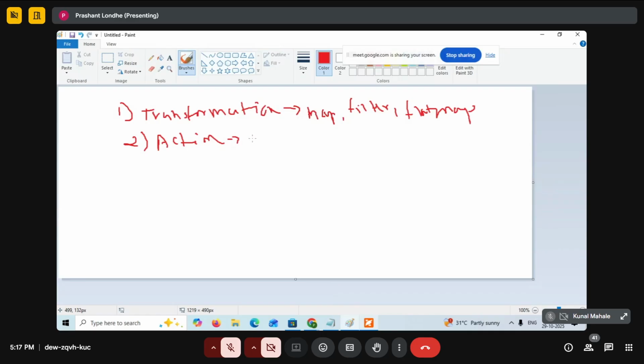And the action has methods like count, collect, etc. Count is going to count the elements, and collect is going to display all the elements. What about transformation? If you want to create the RDD, you can use a map or a flat map. Flat map and filter can be used for selections. So if you want to create the RDD according to a particular selection, you can make use of a filter or the flat map.